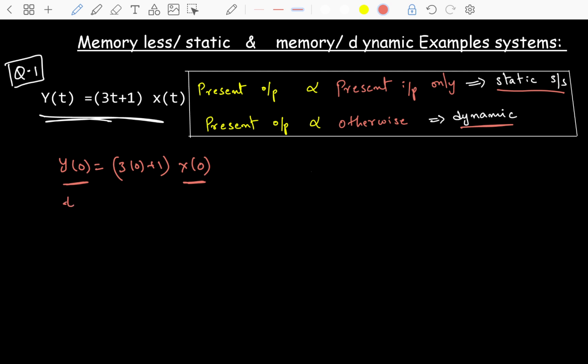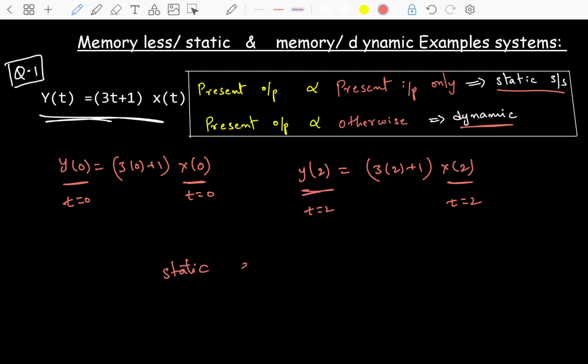Here the output at t is equal to 0 and the input is also at t is equal to 0, meaning the present output depends on the present input. Similarly, y of 2 is equal to 3 into 2 plus 1 whole into x of 2. Here also the output is at t is equal to 2 and the input is also at t is equal to 2, so the present output depends only on the present input. So the system is a static system. It doesn't have any memory.